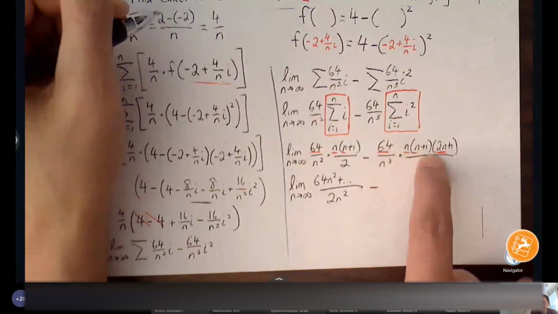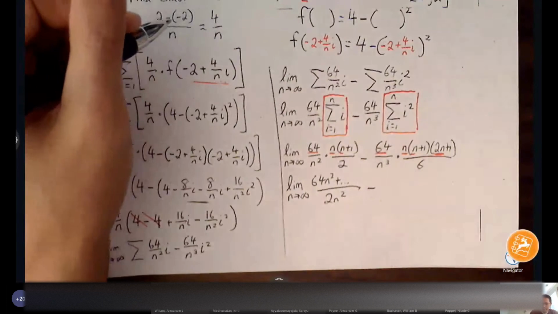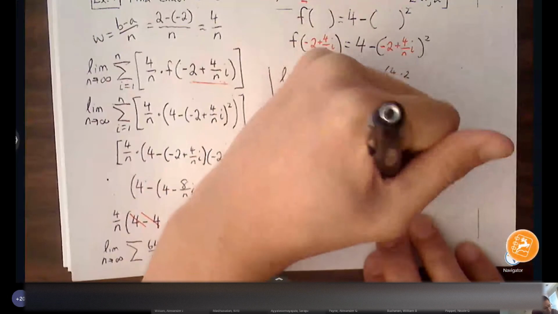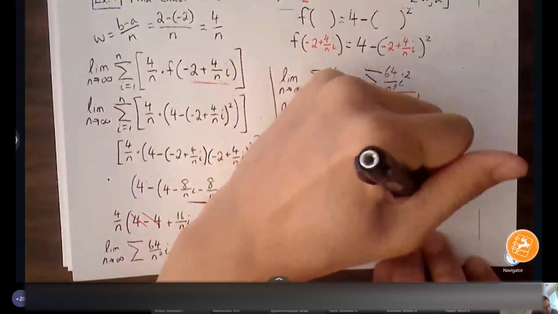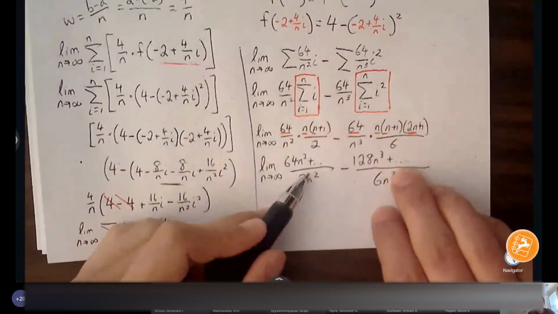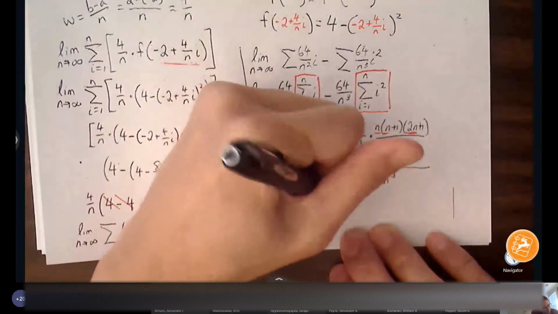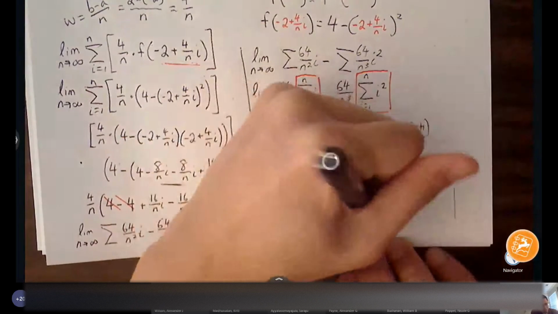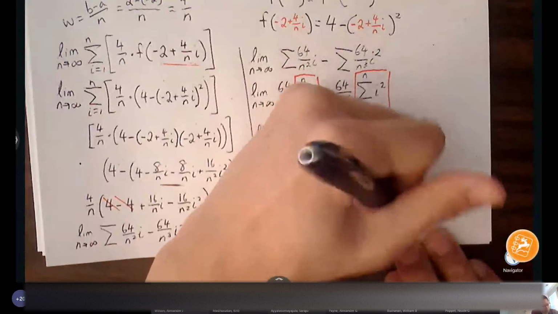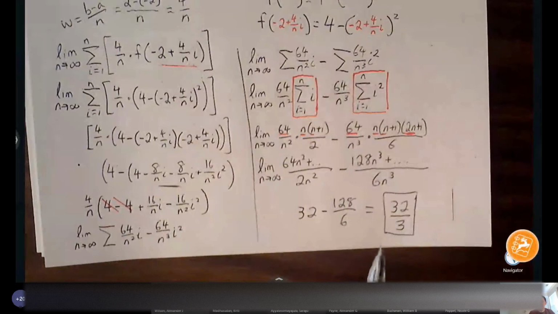64 times n times n times 2n, I get negative 128 n cubed. There are a few more terms that we're not going to have to spend time to find because we have everything that we need already. So we have matching degrees, which is what we're expecting. Take the ratio of the coefficients. 64 over 2 is just 32. Clean this up, and we get 32/3. So this is not only an approximation, this is basically involving an infinite number of rectangles to find the exact area under our graph.